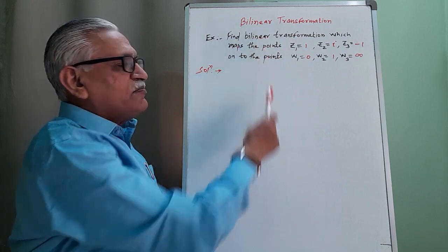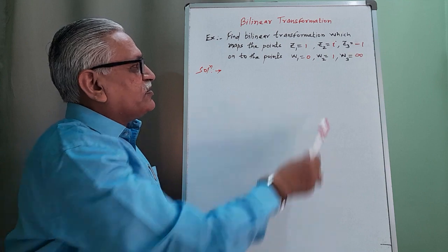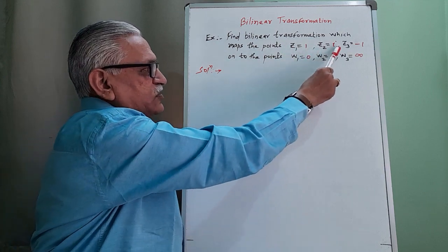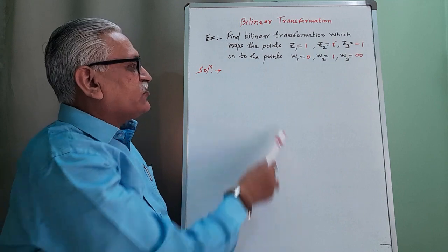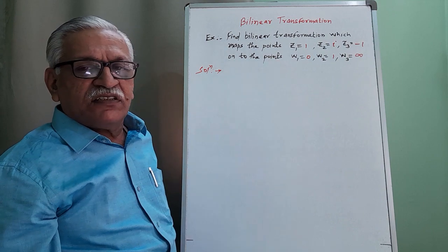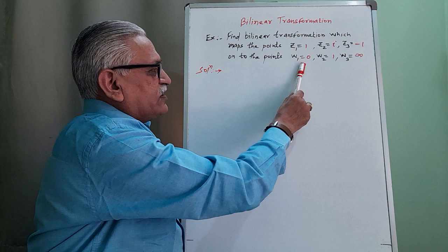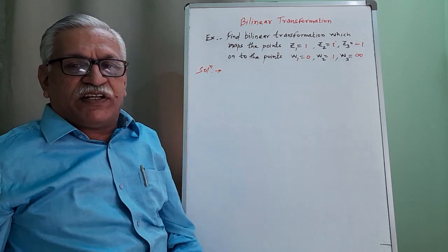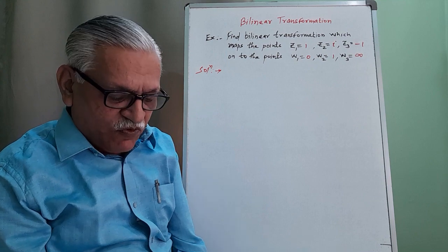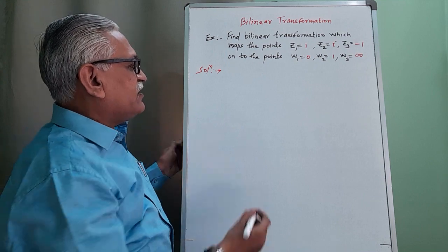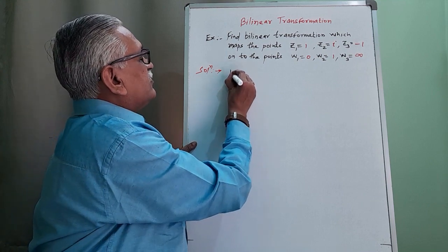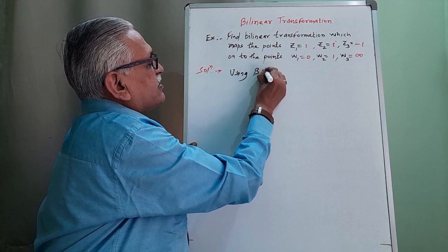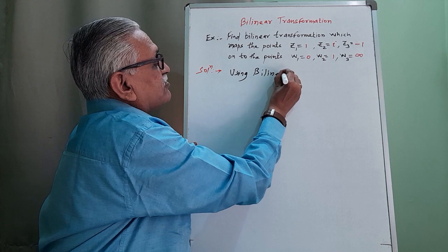Let us solve the problem. Find the bilinear transformation which maps the points z1 = 1, z2 = i, z3 = -1 onto the other three points w1 = 0, w2 = 1 and w3 = infinity. To obtain that bilinear transformation, we take the help of the bilinear transformation formula.